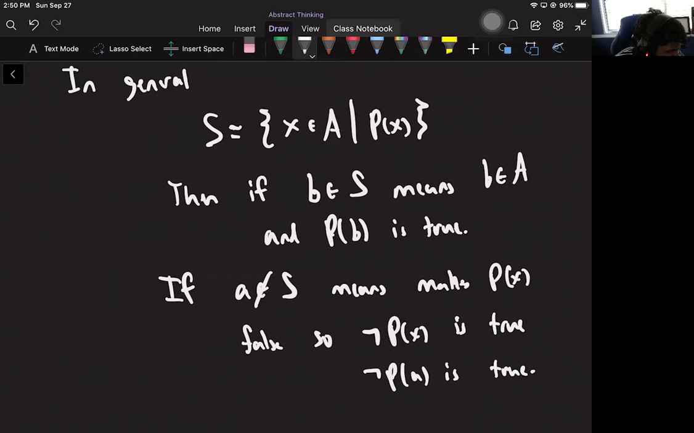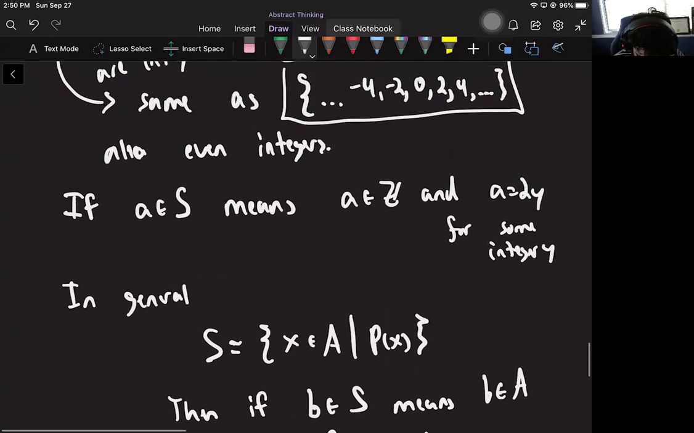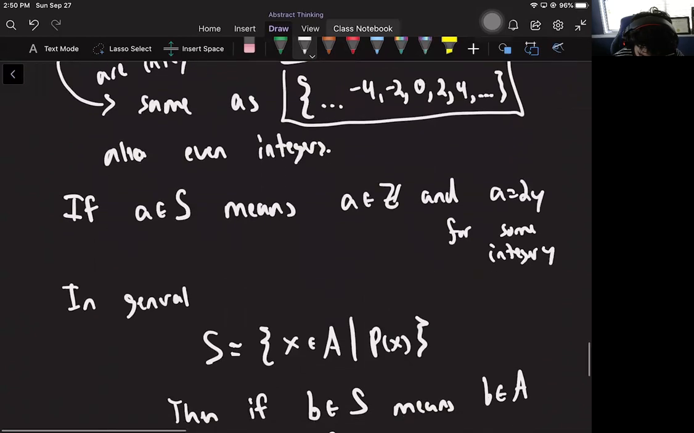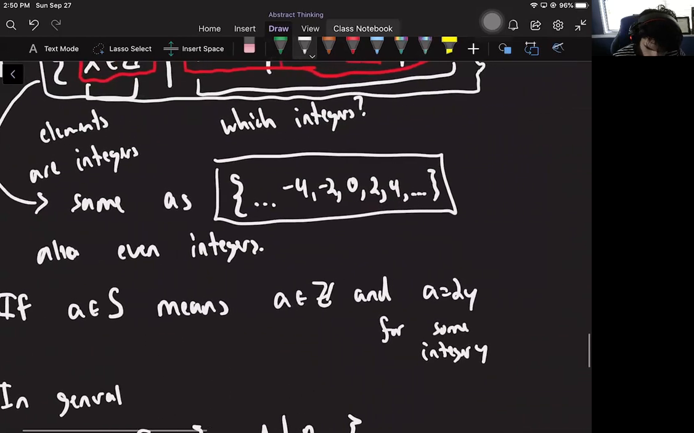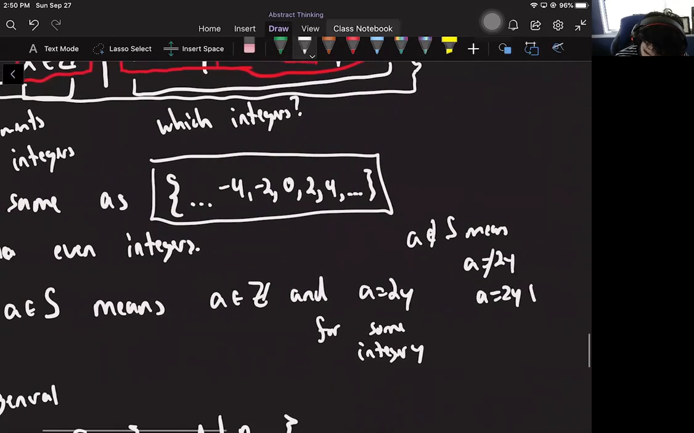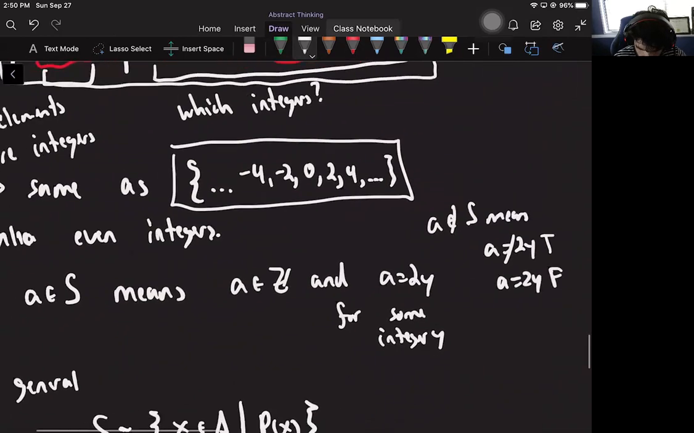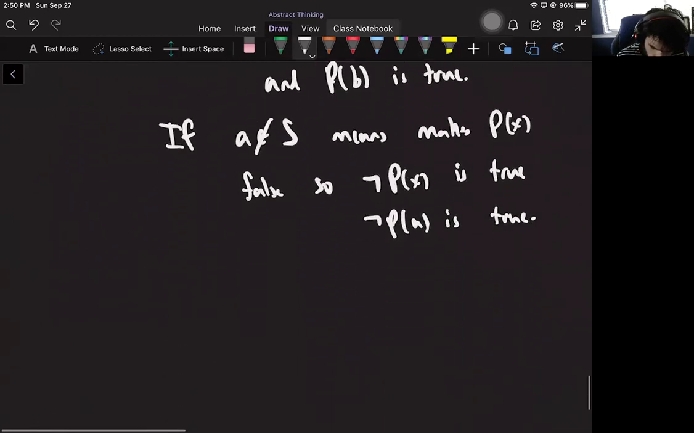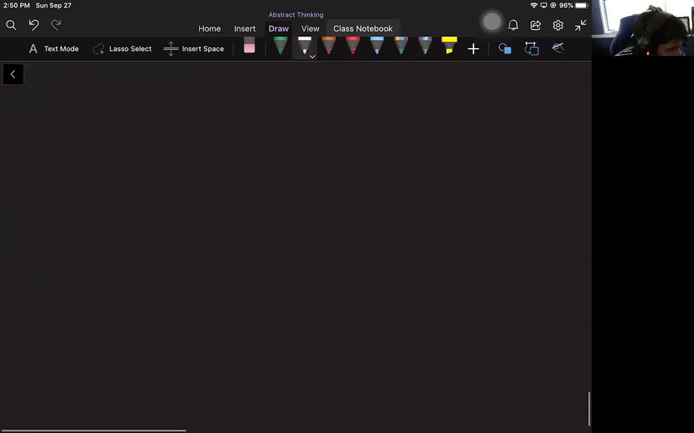I guess in this situation, I could do one more thing. If A is not in here, that means A will not equal 2 times Y. So the negation of A equaling 2Y is the true thing. This is false and this is true. Okay, so it's very connected to the logic stuff that we've done before. All right, we'll bring that back up when I need it more. Okay, so let's do more simpler examples for now.